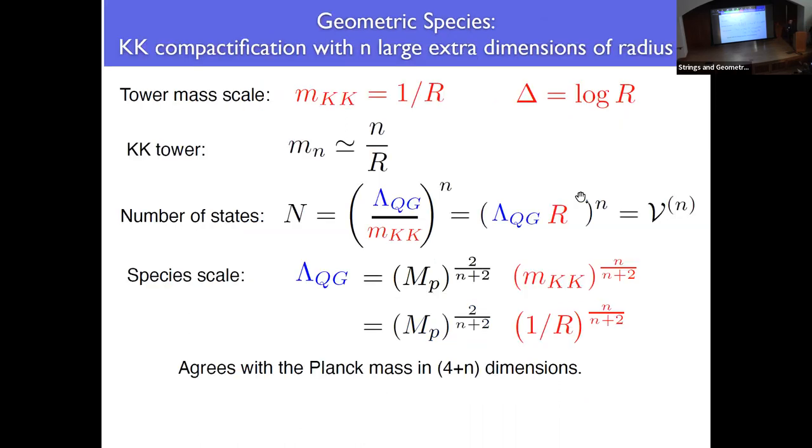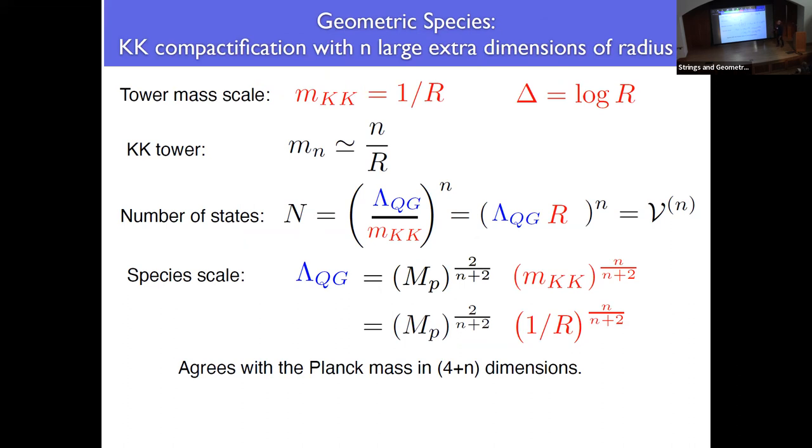So in this case, we have a KK tower of states. The onset, the typical tower mass scale, is given by the size of the compact dimension. So it's given by 1 over R, and the distance, therefore, is given by the log of R. We have a KK tower, which is spaced by some KK quantum number n. And then again, you can count. Here it's quite easy. You can count the number of states.